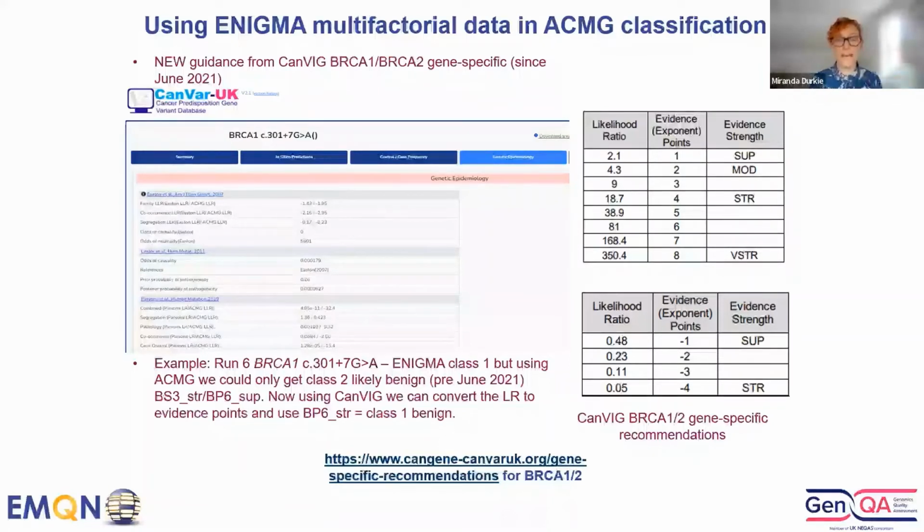So this is pre the CanVIG guidelines coming out in June 2021, and we used BS3 strong, and we did still use the BP6, but just at the Richards et al. default strength of supporting. But now you can convert the likelihood ratio, and you've got several of these codes that are very high. The totality of the evidence combined likelihood ratio is -32. So you can really see that you've got a huge amount of evidence and that you are able to use BP6 at strong and then get that to class 1.